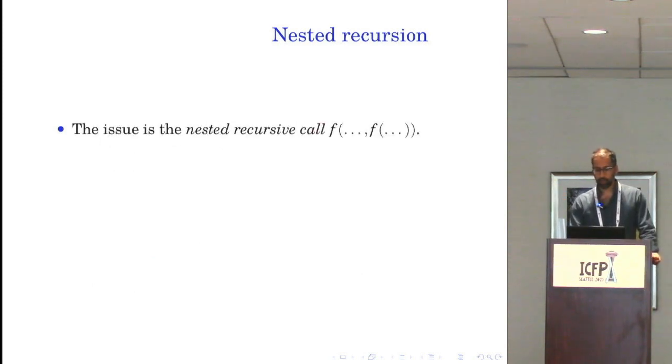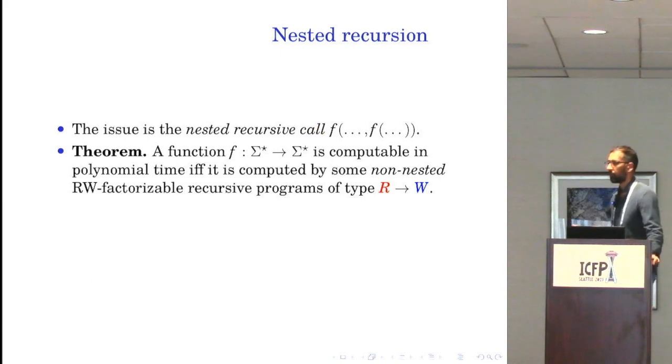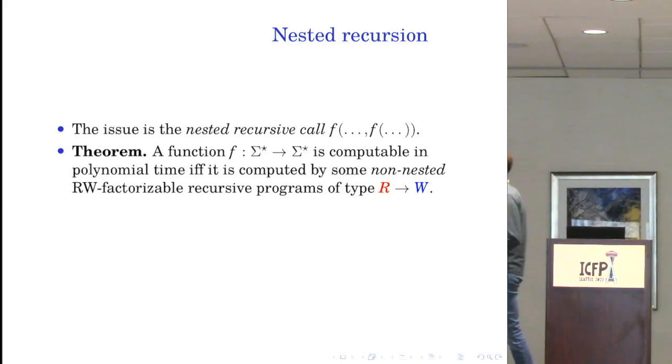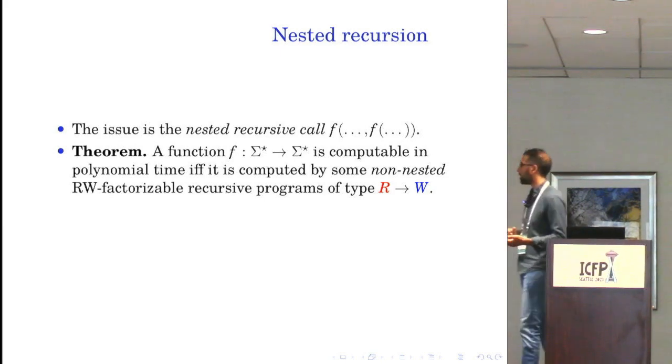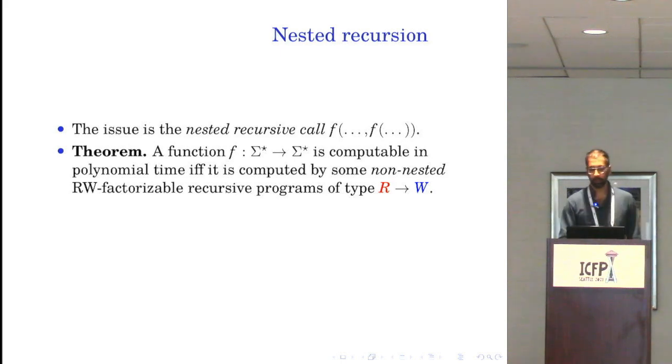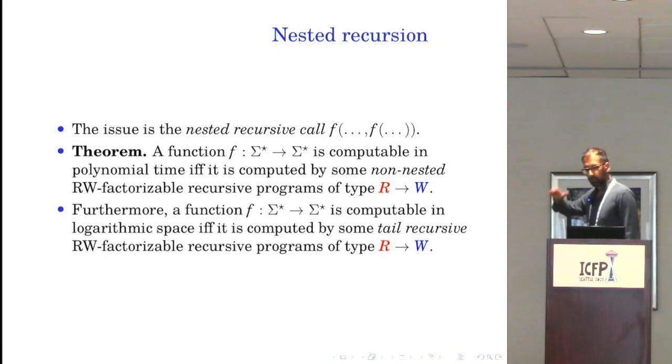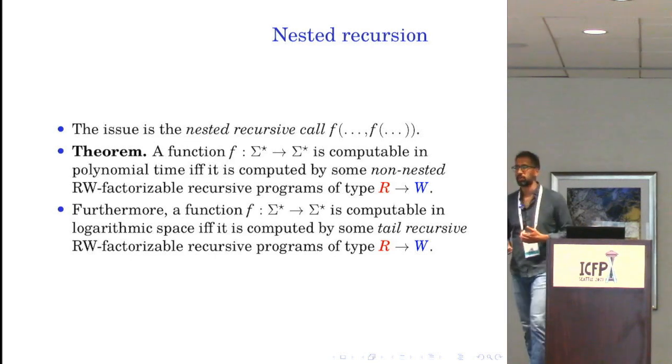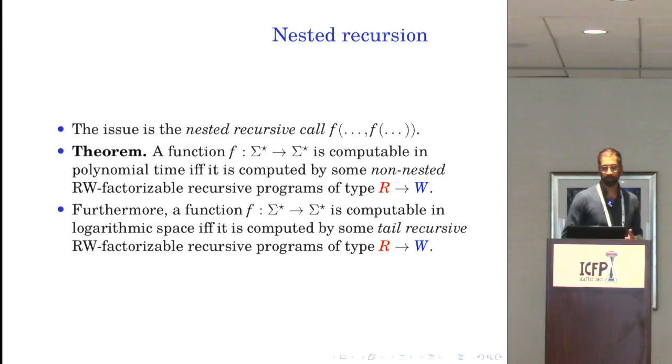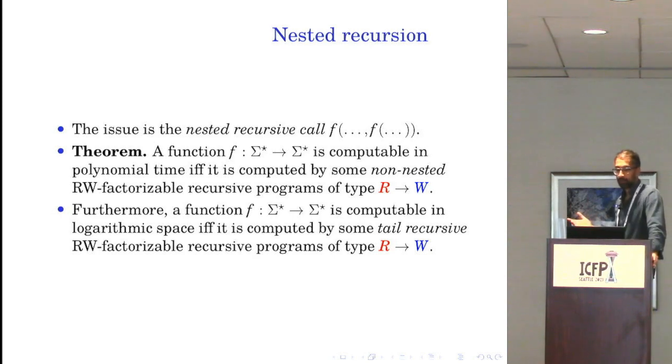But it turns out that if we eliminate nested recursive calls, we get exactly what we want. So with non-nested recursion, polynomial time functions are exactly captured by non-nested RW-factorizable programs of this type. And moreover, if we restrict to the tail recursive fragment, we recover log space functions in exactly the same way. Here we don't need to say non-nested because the tail recursive property already covers that for us. And you might wonder why the original theorem of Neil Jones didn't have the non-nested assumption in it, and that's because in cons-free programs we can actually eliminate nested recursion.